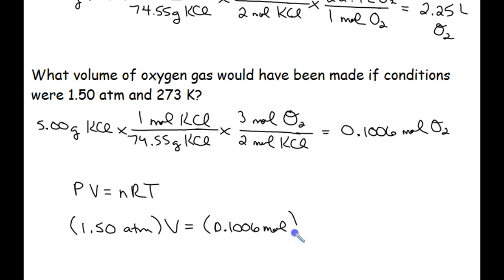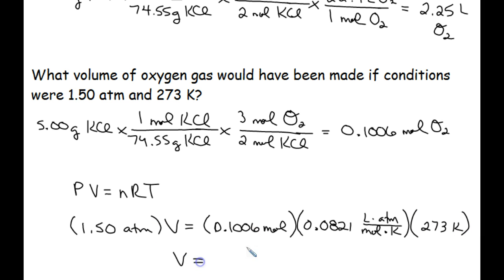0.1006 moles of O2. Since this is atmosphere, we have to use 0.0821 liter atmosphere per mole Kelvin for our value of R, which is the ideal gas constant. And temperature is already in Kelvin, so we didn't have to convert that. So 0.1006 times 0.0821 times 273, then divided by 1.50, and you should get 1.50 liters of O2.